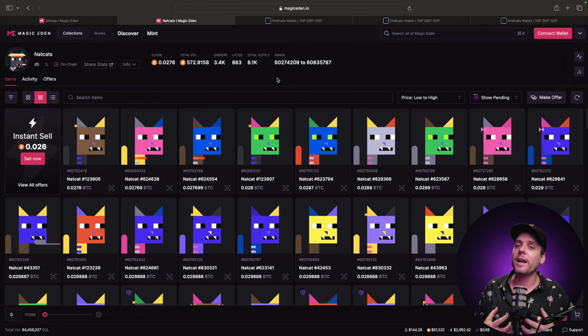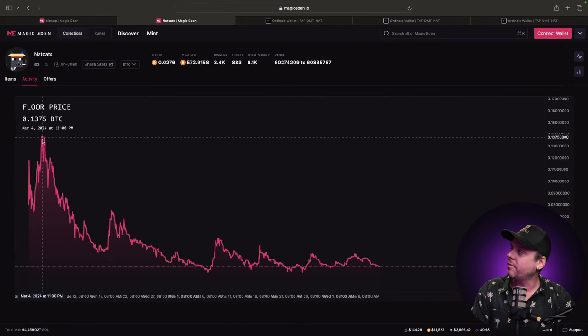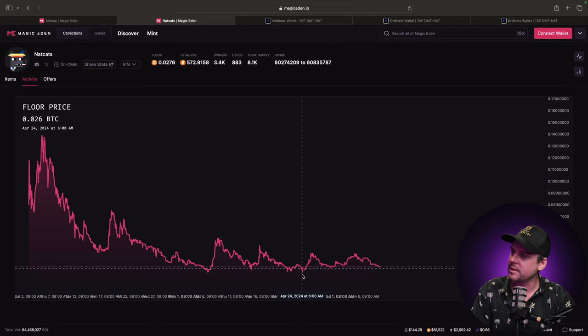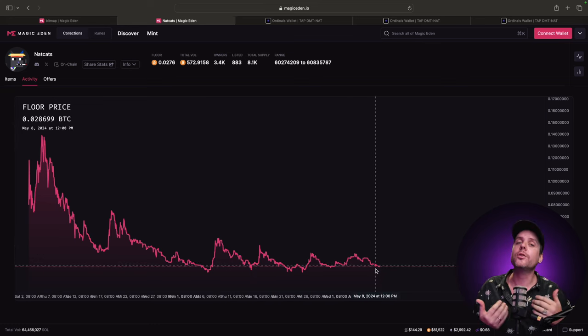And I'm a big fan of firsts. And when we take a look at the chart, we had an all-time high of 14 million sats per NATCAT, and we're all the way down. The lowest price that we saw in NATCATS was around 2 million sats, and we're hitting a floor. Look at this pattern here. Look at this. This is showing that we are at a floor. We have flatlined. All that we need is increased demand.